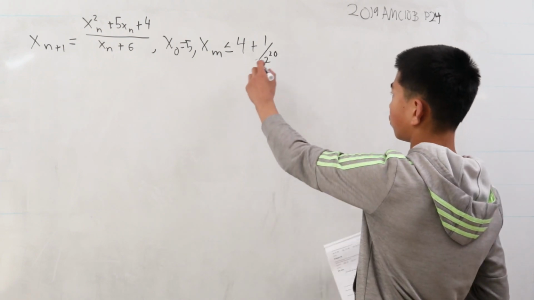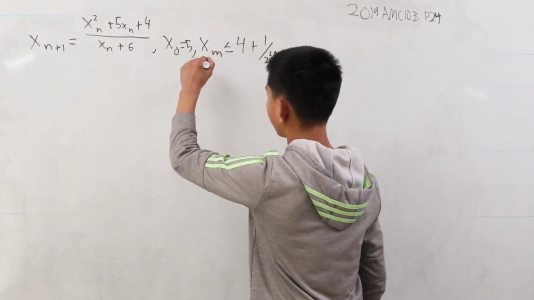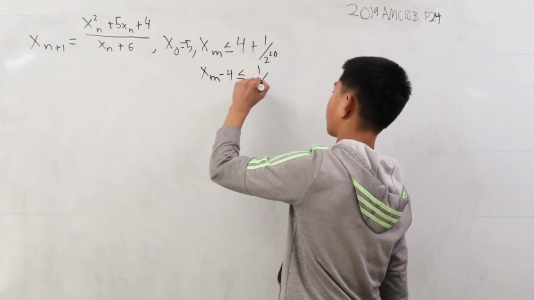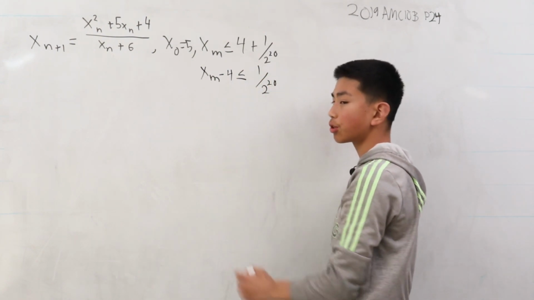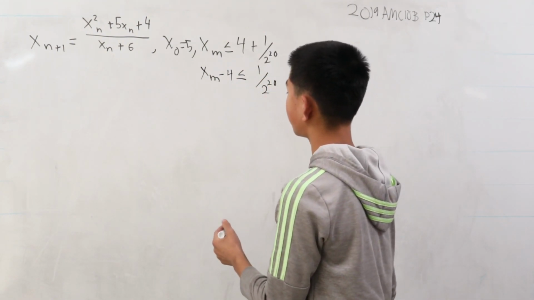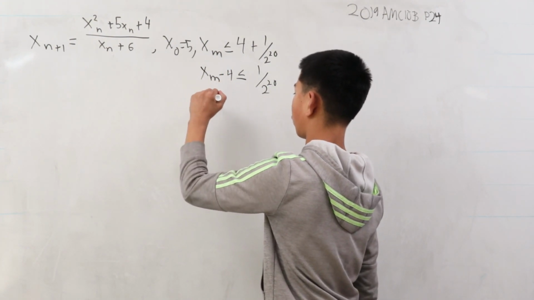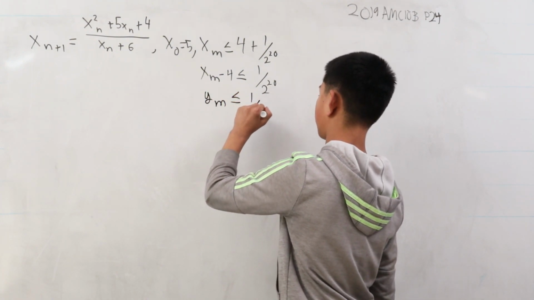So, I don't really want the x's. So let's just subtract the 4. So we get xm minus 4 is less than or equal to 1 over 2 to the power of 20. Now, the reason why we subtracted this 4 is that we want to substitute this for y of m, or just y in general.